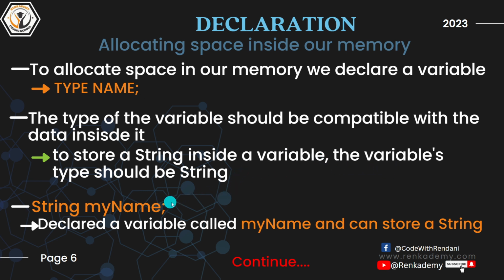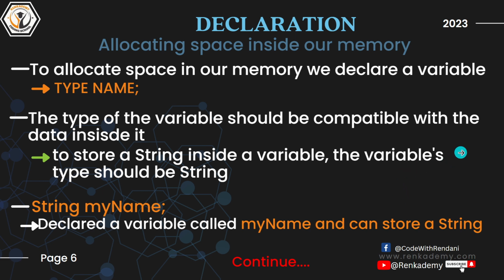So have a look over here. I'm declaring a variable called myName and its type is a string. Note that I'm using the camel case convention in order to give a name to this variable. And the type of this variable is a string. So myName is a variable and I will be able to store a string inside it. And of course, we will end this with a semicolon. So remember, we are declaring a variable called myName and it can store a string.